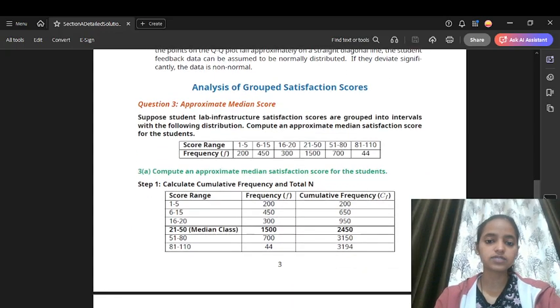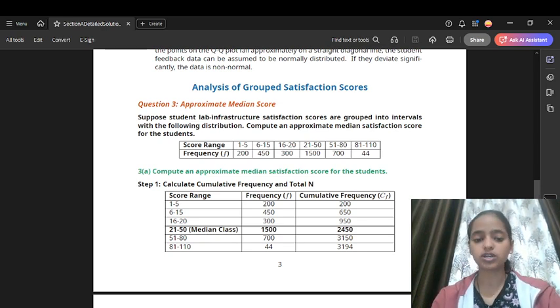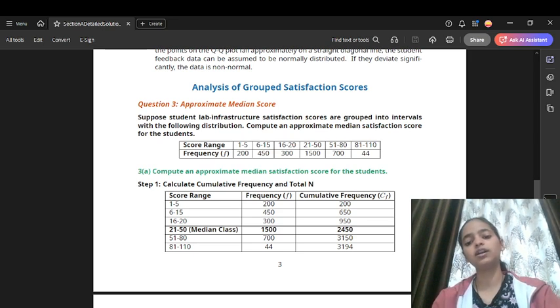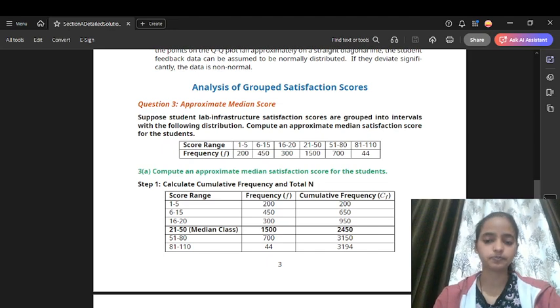Analysis of the grouped satisfaction scores. Question 3, approximate median scores. Suppose student lab infrastructure satisfaction scores are grouped into intervals with the following distribution. Compute an approximate median satisfaction score for the students. Score ranging 1 to 5, 6 to 15, 16 to 20, 21 to 50, 51 to 80 and 81 to 110. Frequency for each respectively is 200, 450, 300, 1500, 700, 44.